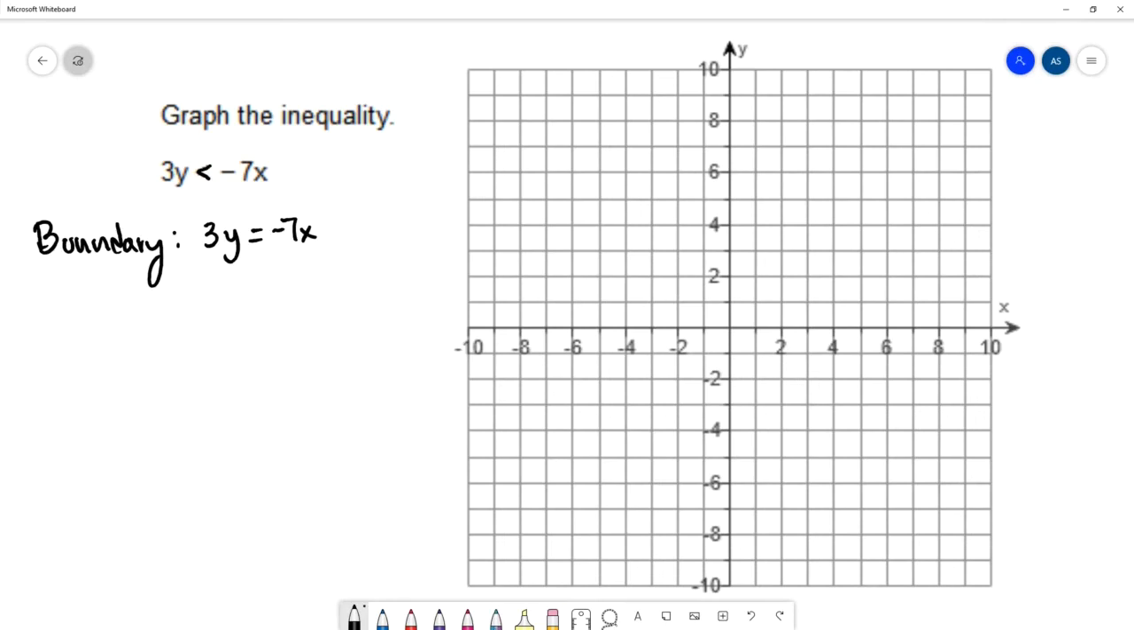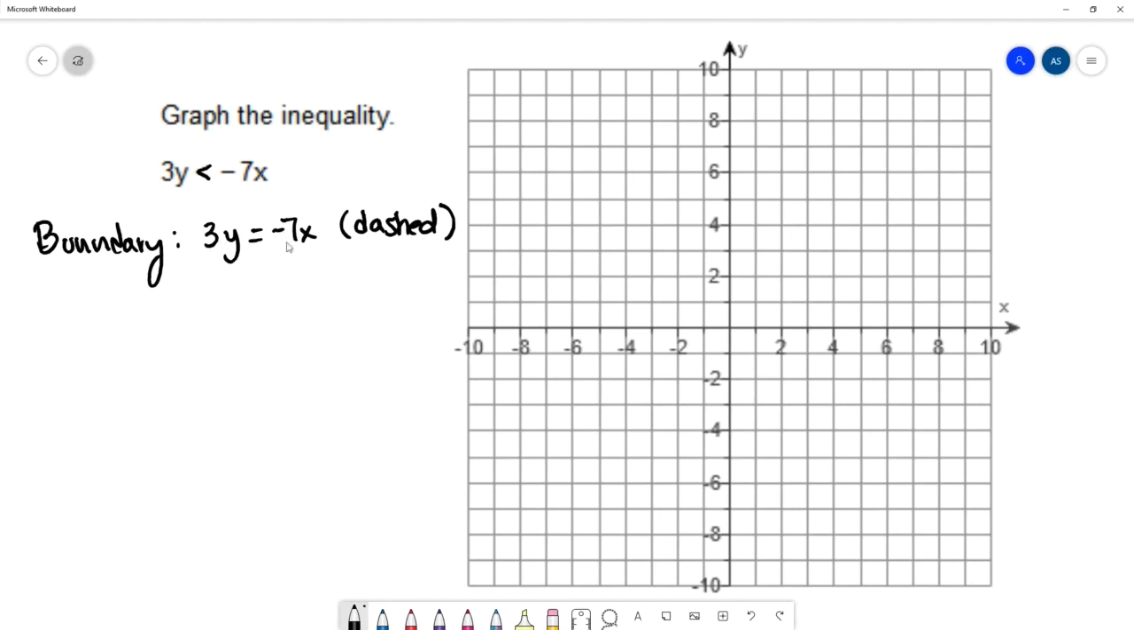And the way we indicate that in our graph is to draw a dashed line. So when we graph this boundary line of 3y equals negative 7x, we draw it dashed to indicate that that boundary is not part of the graph, is not part of the solution.